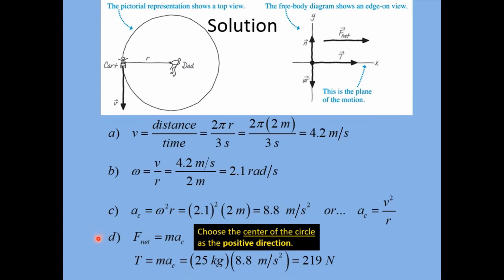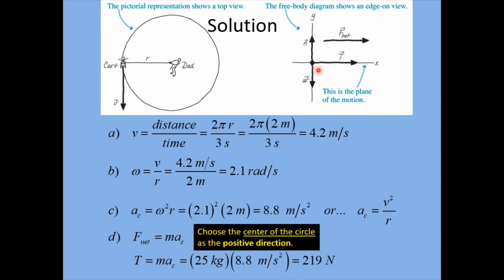Okay, for the final part, part D, it said calculate the tension in the rope. Here's where we use dynamics now. We're going to use Newton's second law. Net force, pointing towards the center of the circle, has to be equal to the mass of the cart times the centripetal acceleration of the cart. And the center of the circle is going to be our positive direction.